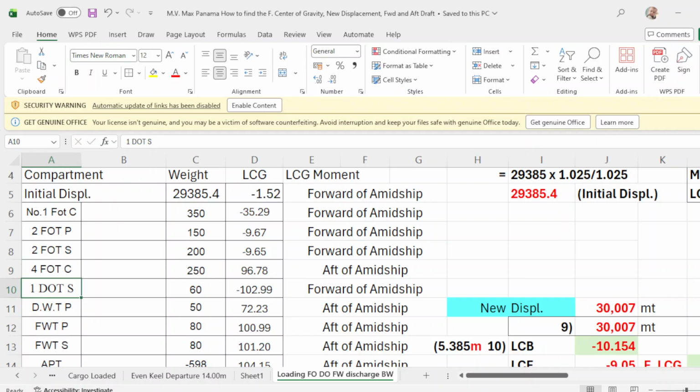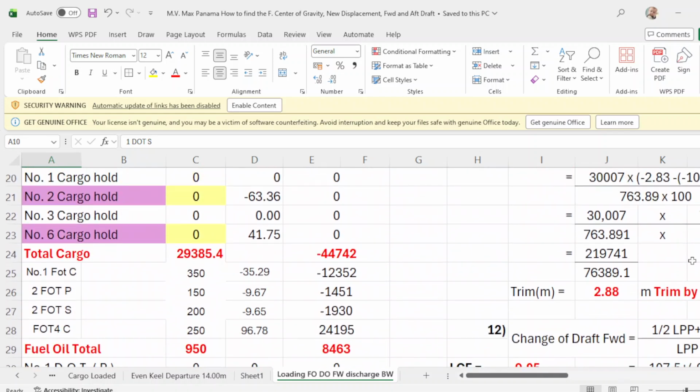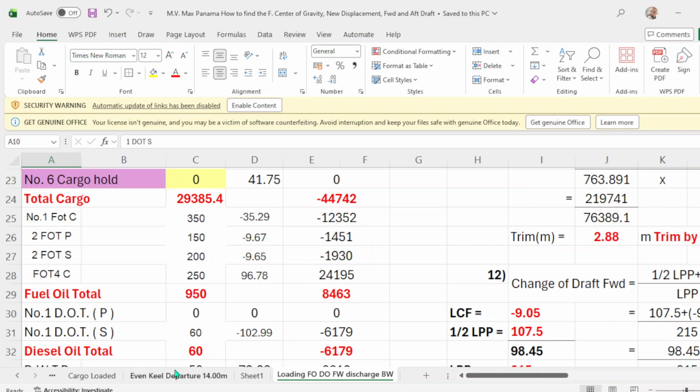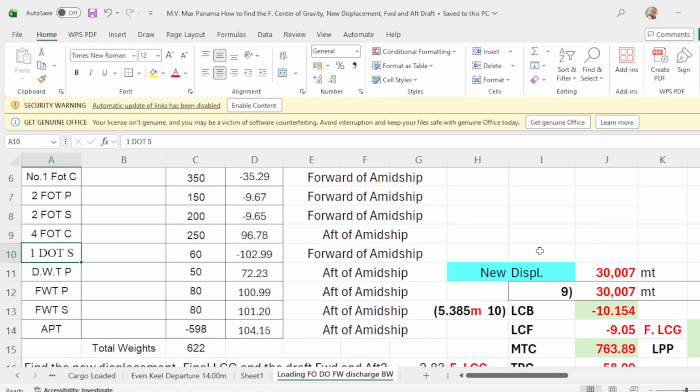Then if we place it here, these are the weights. You put the LCG and multiply these weights times your LCG, and this will be your LCG moment. The total weights is 950, total LCG moment is 8463. Then you add now the diesel oil, which is only one starboard, plus your LCG. This will be your LCG moment. DOT one starboard.